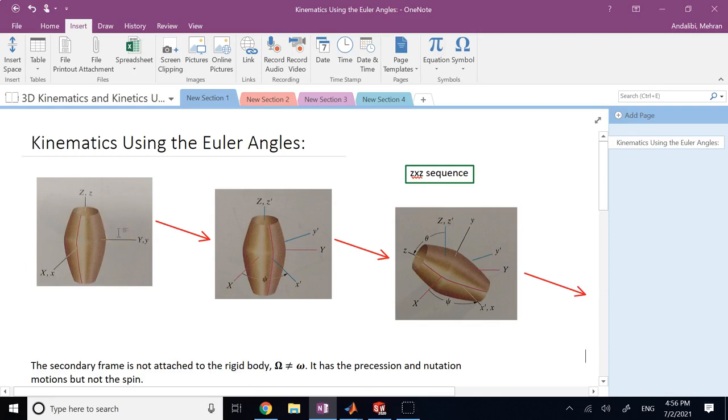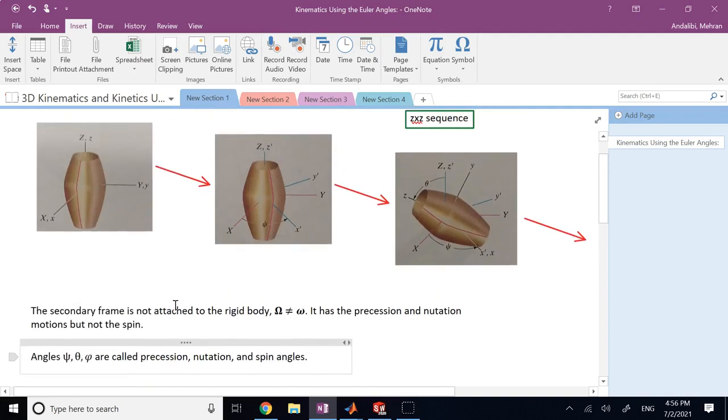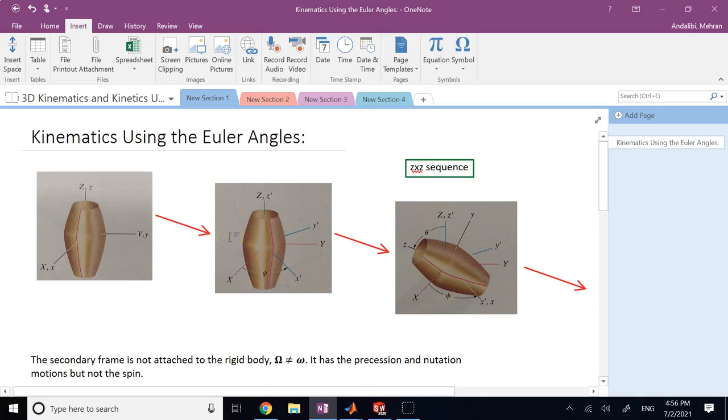So the first thing we do is we rotate the rigid body with respect to the cap Z axis by an angle of psi. This angle, which is the first Euler angle, we also call precession. So it's not precision, it's precession. And when we do that, the intermediate coordinate frame that results from this rotation of psi about cap Z, we call x prime, y prime, and z prime.